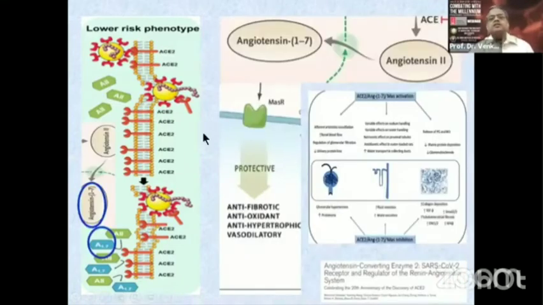Whereas the lower risk phenotype, which is in the younger people mostly, there is sufficient of these. So angiotensin 1,7 is produced in sufficient quantity and angiotensin 2 is reduced. So angiotensin 1,7 binds to this MAS-R receptor, which is present in kidney and other sites, which is protective. So there is less fibrosis, less oxidative mechanism, an antioxidant effect, anti-hypertrophic, anti-hypertensive, vasodilatory effect.